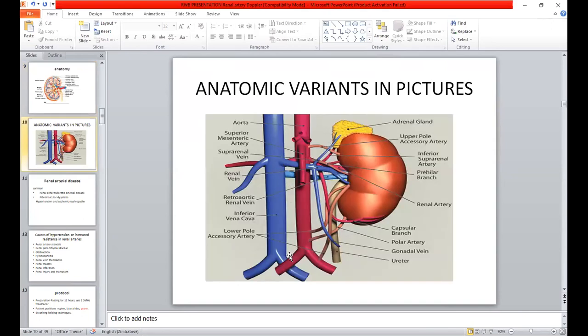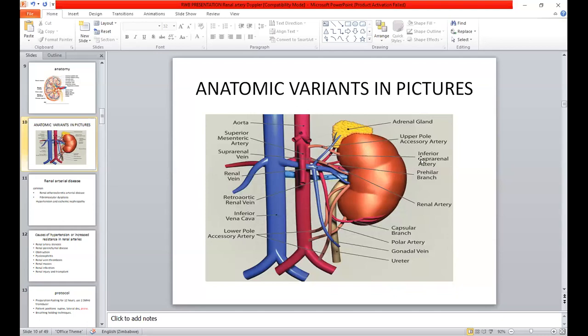We also have anatomic variants that I put in pictures there. This should not confuse us when we see them when we are doing our scans, because we may find an upper accessory artery and then get confused, what am I seeing here? So there are also variants in the arrangement of the renal vessels. Our variants will include an upper pole accessory artery. We will also have a lower pole accessory artery, which is arranged in the same way as the upper pole accessory artery there. These arteries usually arise directly from the aorta to the upper pole of the kidney.